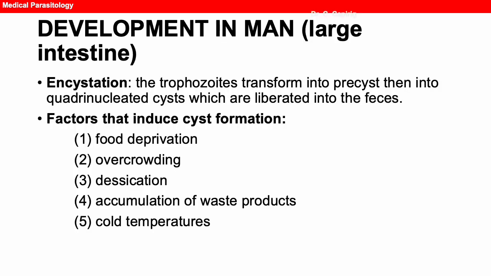So what are the factors that would induce cyst formation? So these are the factors that will induce encystation. We have food deprivation, overcrowding, desiccation, accumulation of waste products, and cold temperature. Desiccation is drying up of the environment.